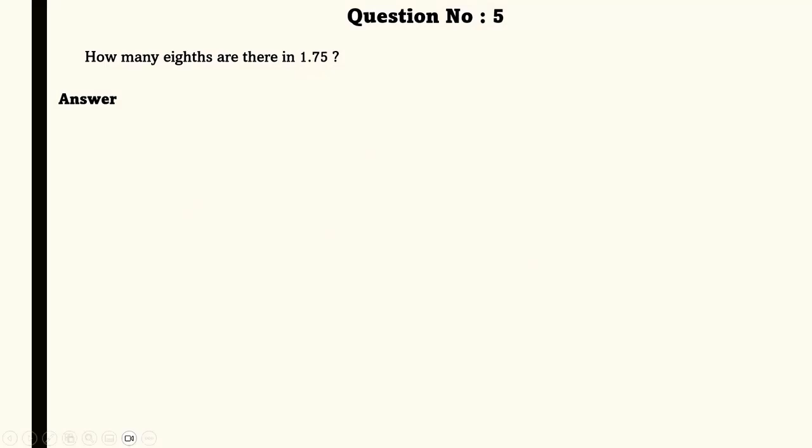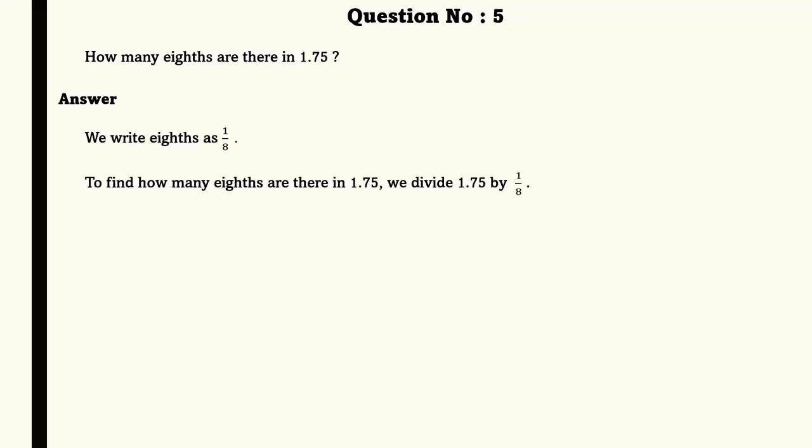Question 5. How many 8s are there in 1.75? We can write 8s as 1/8. To find how many 8s are there in 1.75, we should divide 1.75 by 1/8. 1.75 divided by 1/8 is equal to 1.75 into reciprocal of 1/8, that is 8, which is equal to 14. There are 14 8s in 1.75.